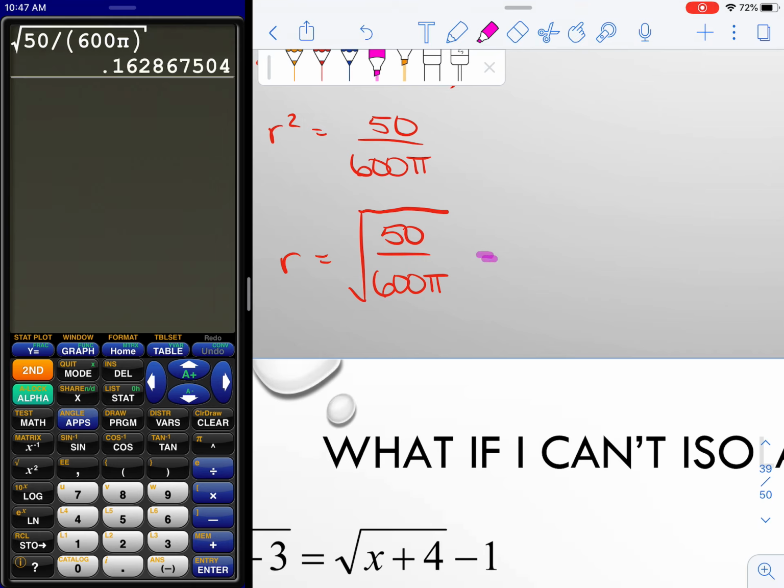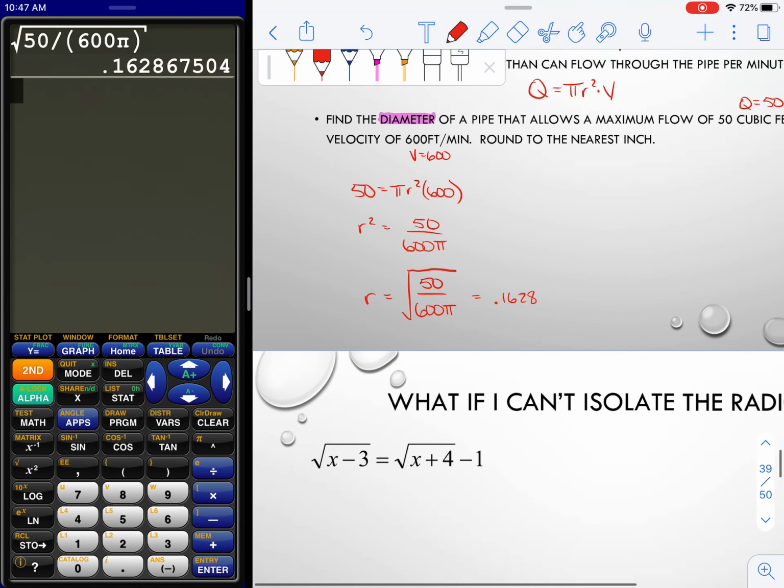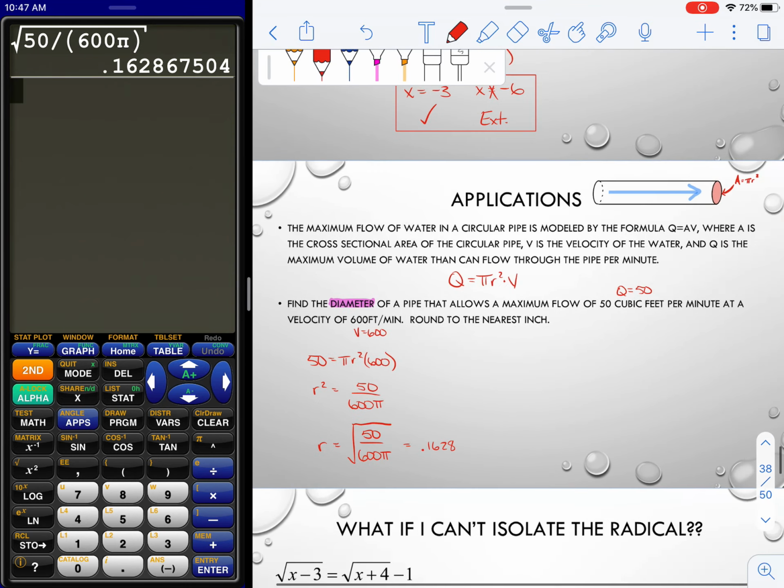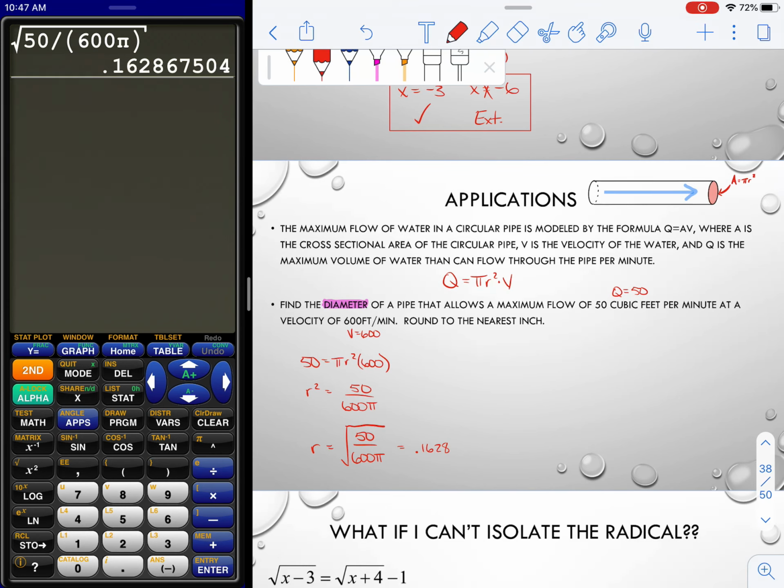Here I'm going to get a radius of 0.1628. This is in feet also. I was looking at the decimal and trying to figure out why it didn't make a whole lot of sense and why I asked to round to the nearest inch. This is in feet, not in inches, so we're going to have another unit conversion to do here at the end.